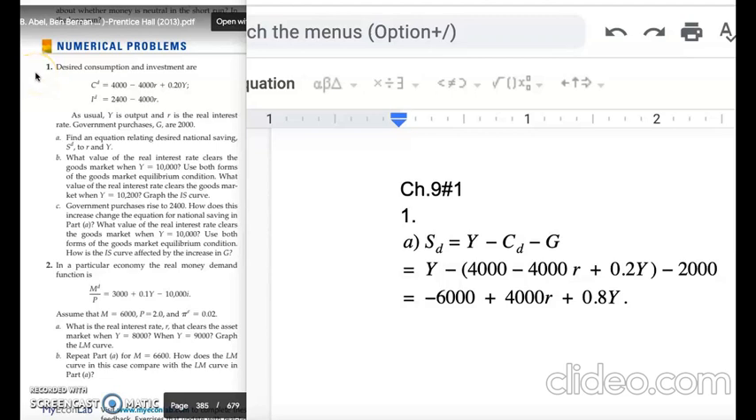Hello everybody, today we're going to start our fifth session of tutorials. Today we are going to look at the numerical problems of chapter 9 and chapter 10.